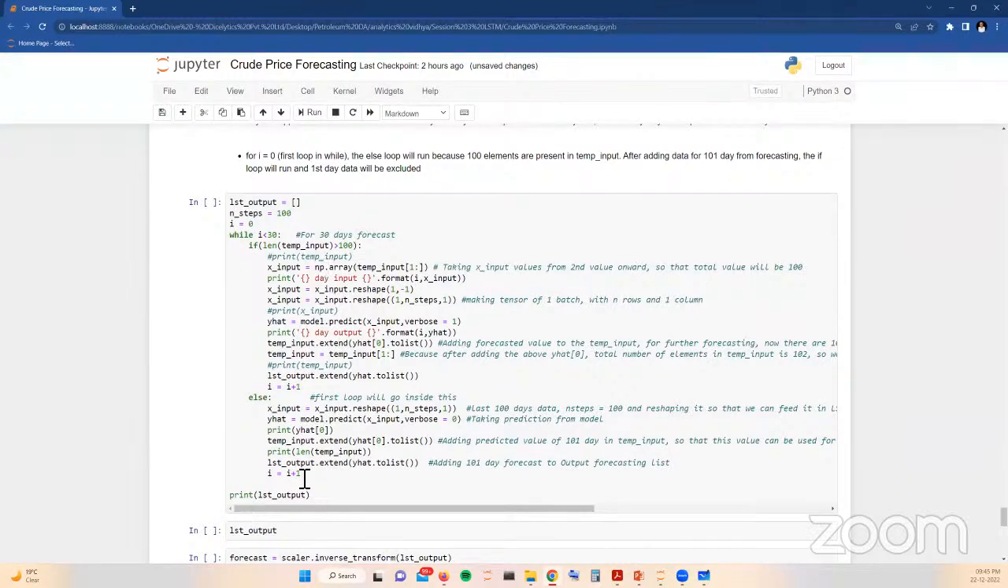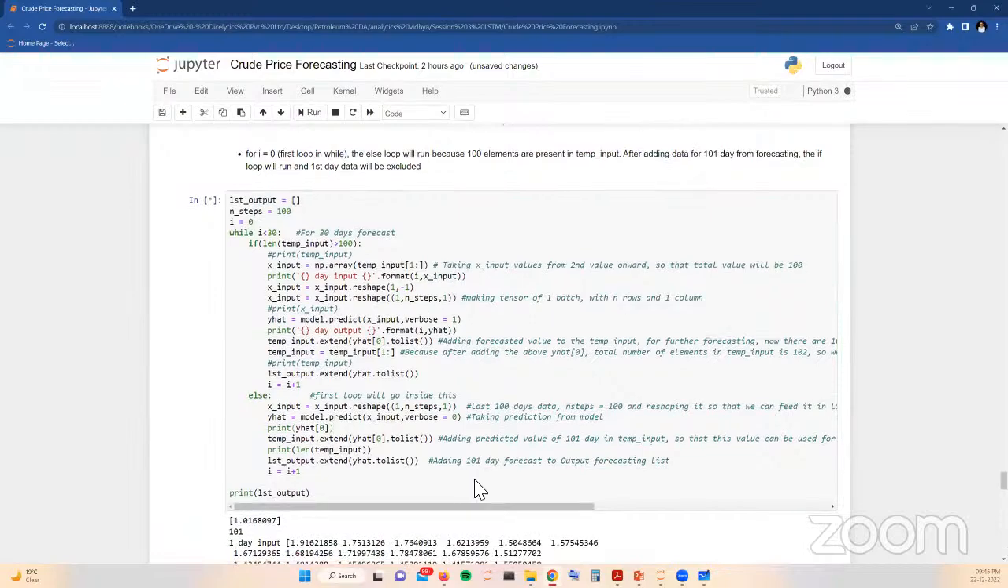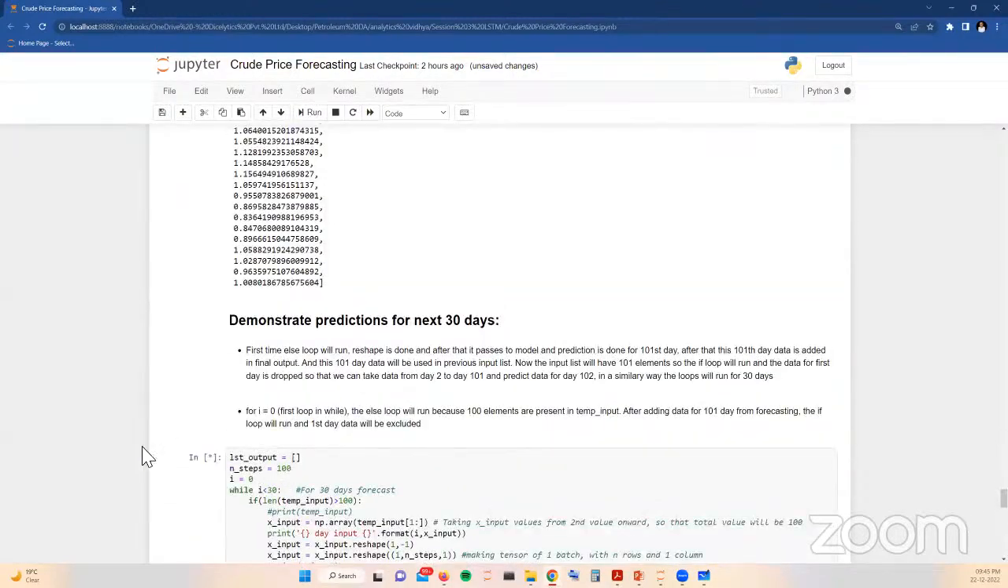My first loop will be this else loop. This else loop will run and will predict my 101 data. And after getting the 101 day data, that 101 day data and the previous 99 days data will be taken inside my if loop and it will predict for my 102nd day. In this way, I will be able to predict for my 30 days. Let's run this cell and get the output.